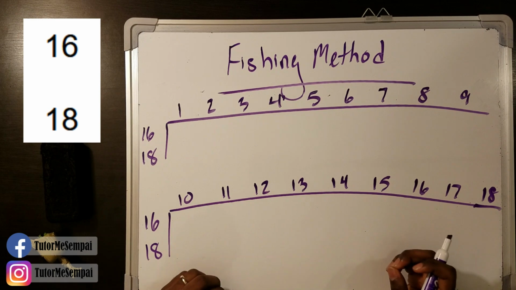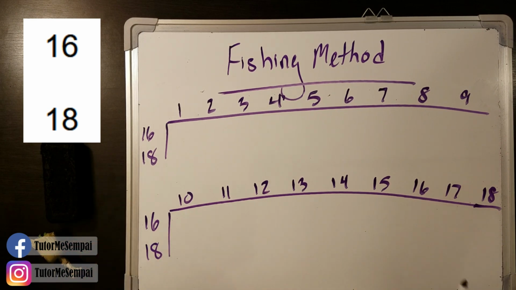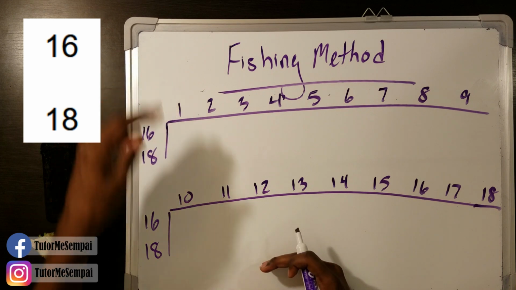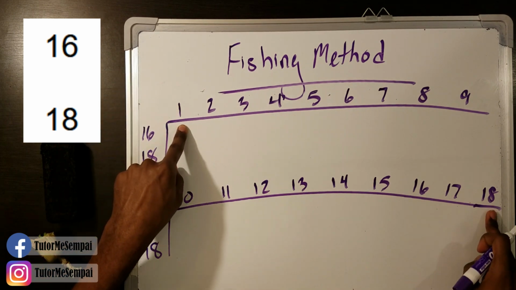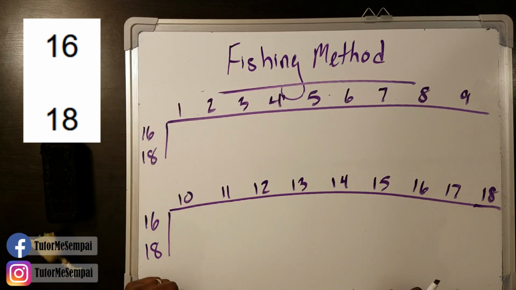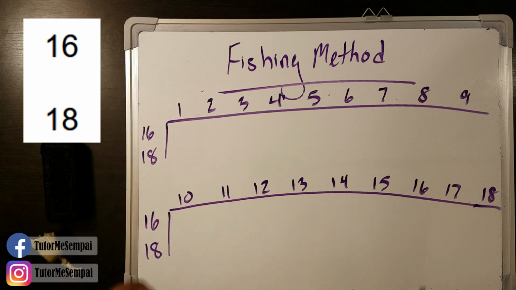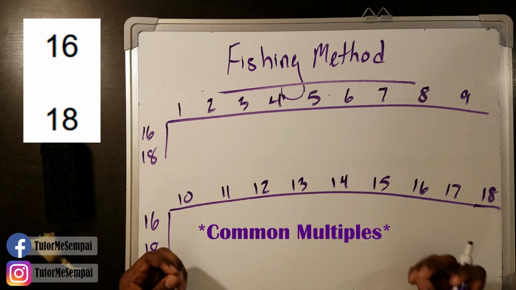So let's see what happens when we throw slightly bigger numbers into our fishing method. Because I ran out of space, I broke it into 2 parts, but we're going to go from 1 all the way up to 18 for both of these numbers. Now the reason why we stop at the biggest number is because whenever you do the smallest number times the biggest number, those are always going to be common multiples.